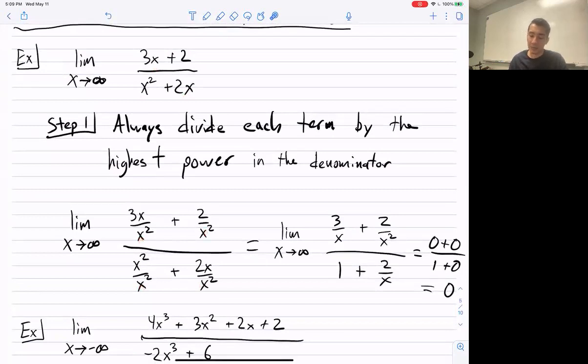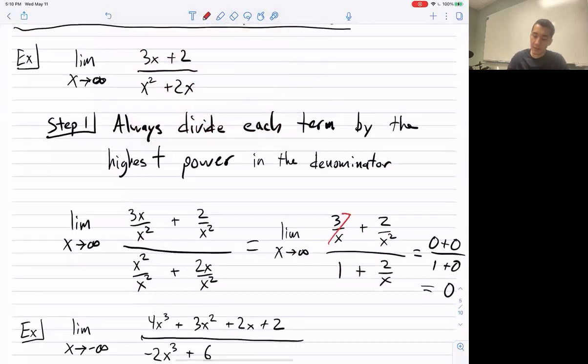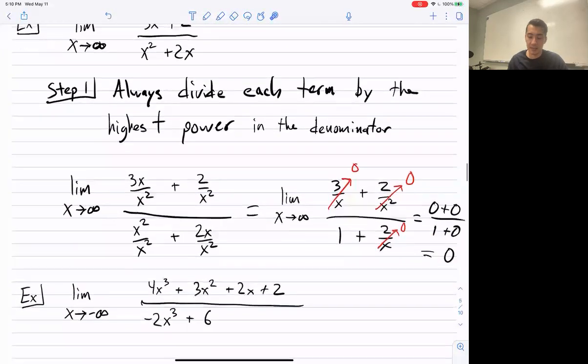And if you do that algebra, you get 3 over x plus 2 over x squared, over 1 plus 2 over x. Now we plug in infinity. That goes to 0, that goes to 0, and that goes to 0. What we're left with is 0 plus 0 over 1 plus 0, which is just 0. And so that allows us to compute it really easy.